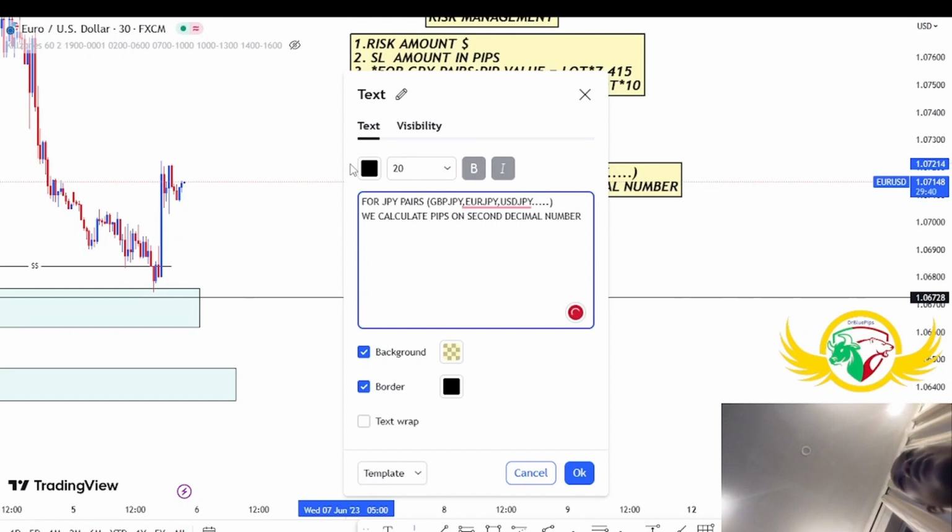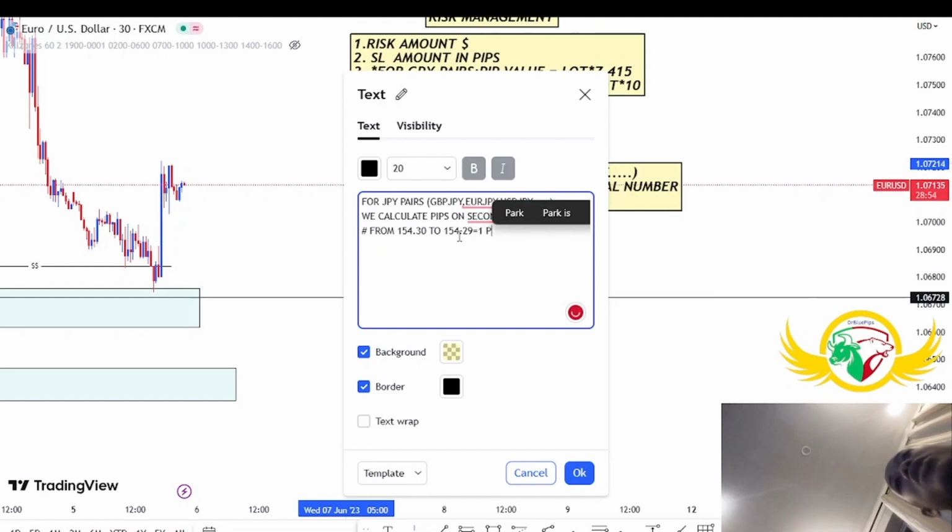What I mean by this, let me give you an example. For example, if the currency moves from 154.30 to 154.20, that is a 10 pip change. I hope you can understand this one.